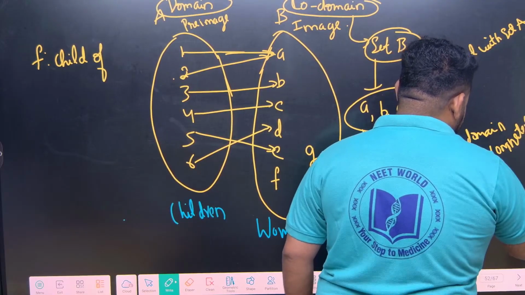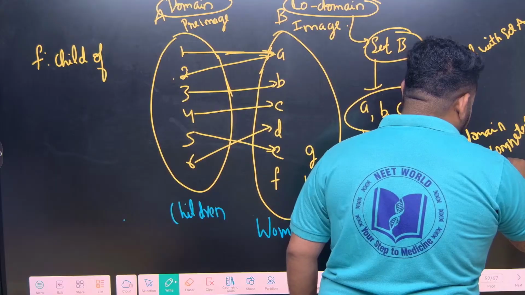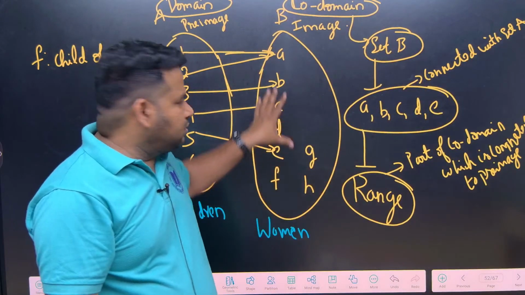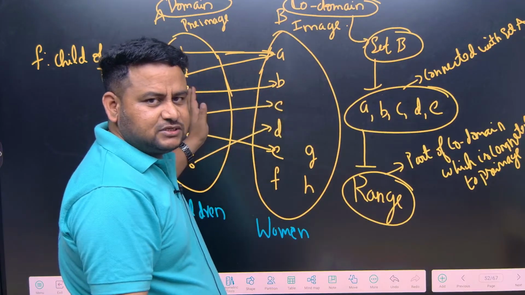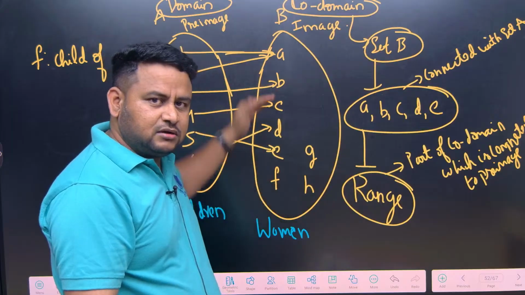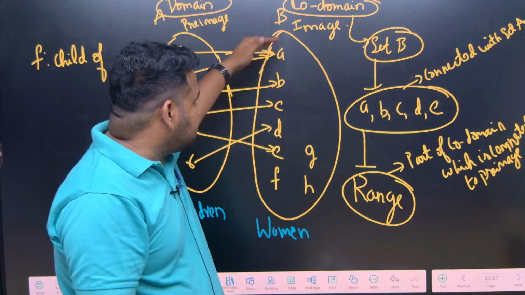Pre-image means what? The elements in A which are connected. The codomain elements are called as what? Image. So this image which is having a pre-image, they are all called as range. The remaining elements you write as they are. They are not part of the range. So it is a codomain.